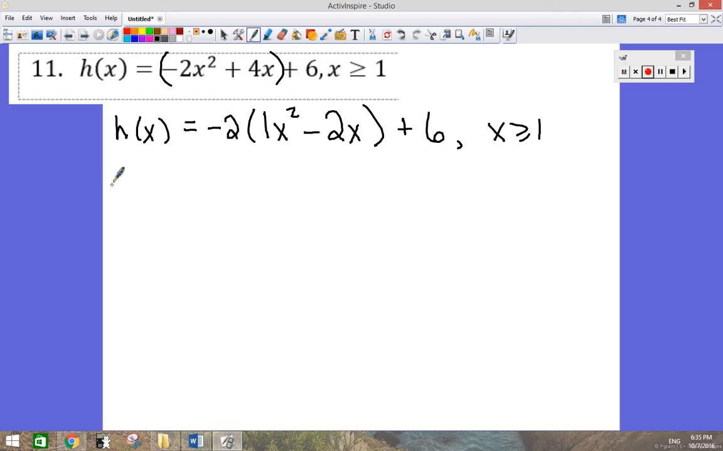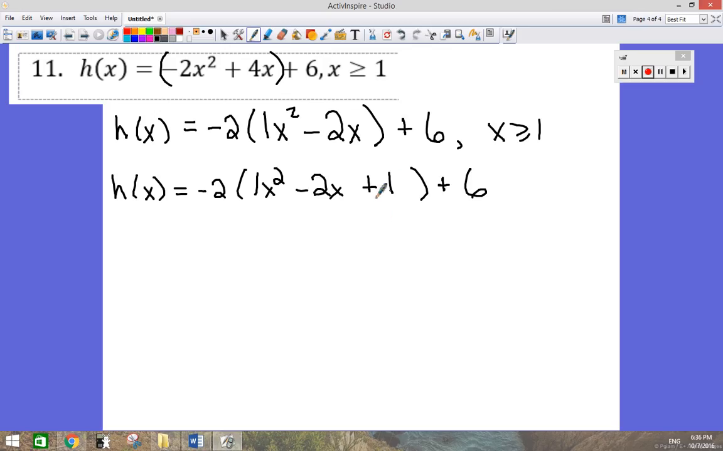Well, now comes a little bit of the tricky part. I need this binomial to be a trinomial. I need 3 terms, and I need to be clever in how I make it 3 terms. The technique tells us to take half of this middle term and square it. Half of -2 is -1, and when I square that, it's +1.